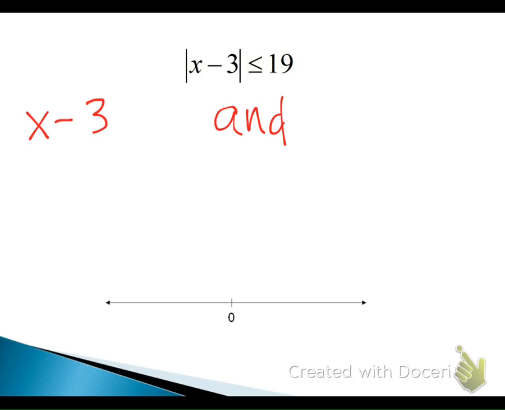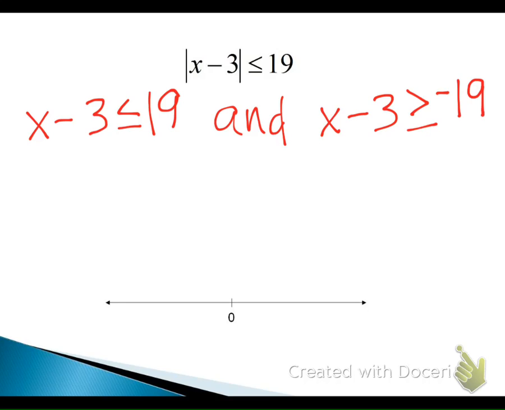The first option is always easy to set up. The second one is where we have a little problem. So change the way the symbol is facing. If it was less than or equal to, now it's greater than or equal to. And change the sign of the number on the right.